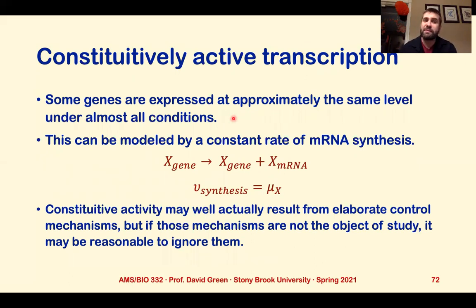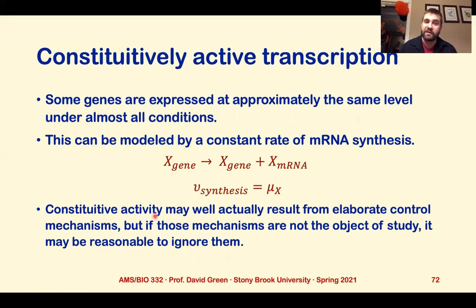Constitutive activity can be modeled by just applying a constant rate of mRNA synthesis. We have a gene, the reaction we can think of. We have the gene for a molecule X as a template, so it's still present after the reaction, and it produces another molecule. And the rate of that reaction will just be a constant, called mu of X, for the symbol we'll use for this.